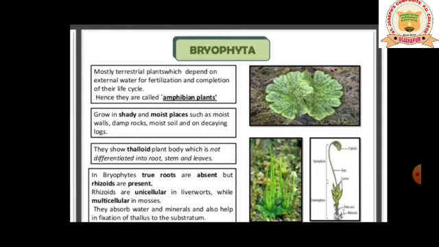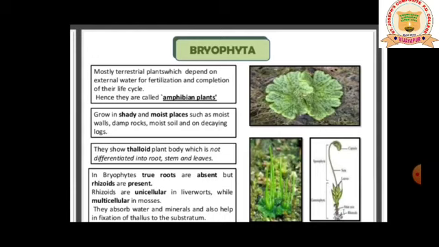They are not true roots, but they look like a root-like, hair-like structure. So the name rhizoids is given. They are unicellular in liverwort while multicellular in mosses. Liverwort and mosses are examples of bryophytes. Fine. So rhizoids are present.